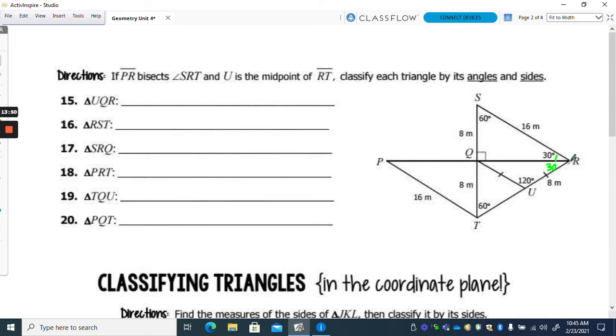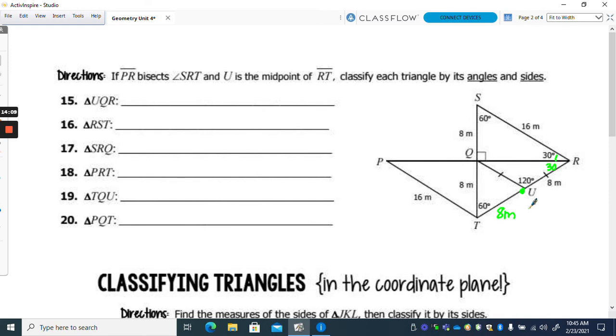And then it says, and U is the midpoint of segment RT. So if this is the midpoint of segment RT, and from U to R is 8 meters, how far is it from U to T? 8 meters as well, right?